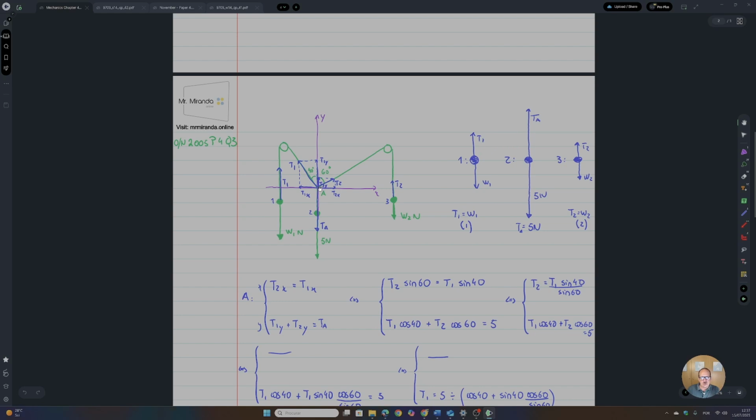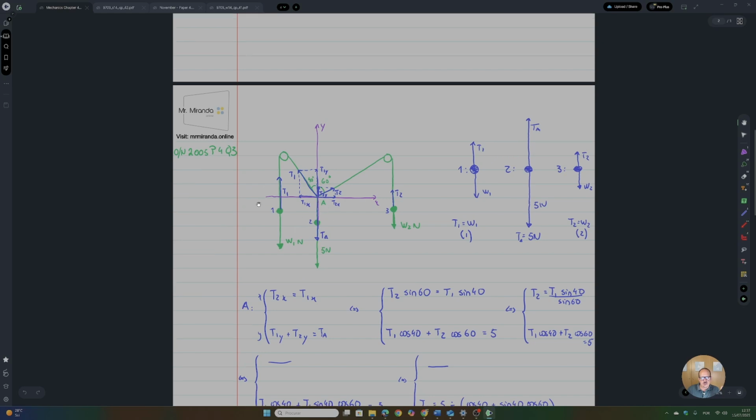Okay, and these are the only three forces that you have: the tension A, the tension 1, and the tension 2. I decided to use this referential XY. This means that I will need to decompose T1 and T2. TA is already on top of the y-axis, no need to decompose that. If I use the angles that the question is giving me, I will use this triangle to get the horizontal and vertical component of T1, and I'll use this triangle to get the same for T2.